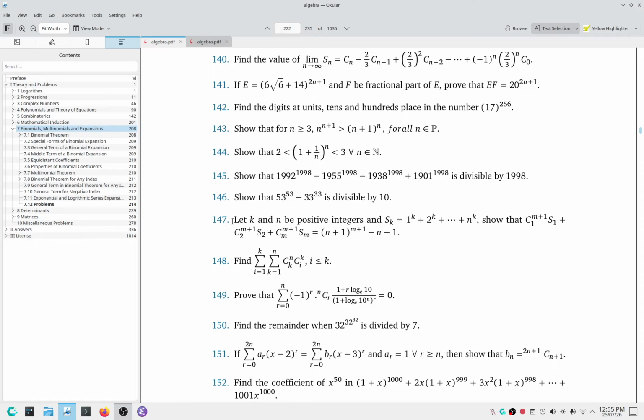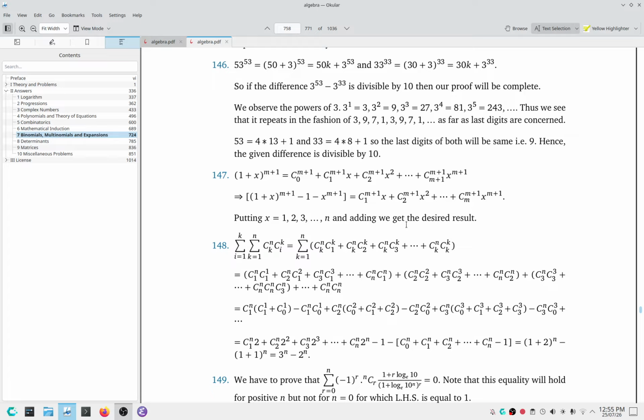Question 147 says that, let k and n be positive integers and S_k is equal to 1/1^k plus 2^k plus and so on up to n^k. Show that (m+1)C1 S1 plus (m+1)C2 S2 plus and so on up to (m+1)Cm Sm is equal to (n+1)^(m+1) minus n minus 1. There should be dots here.